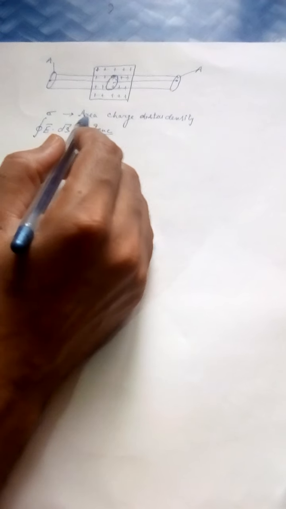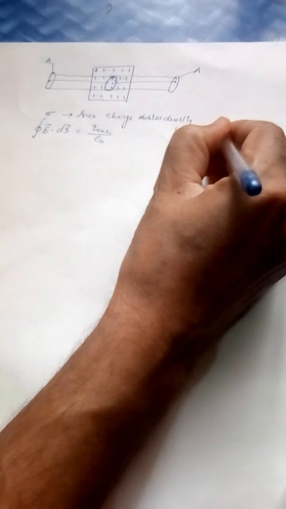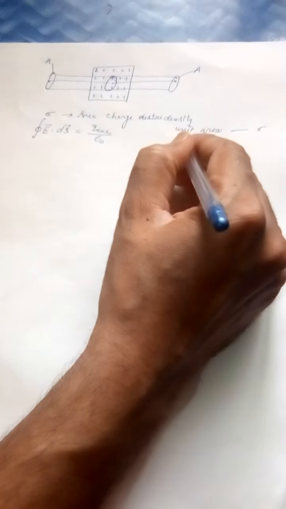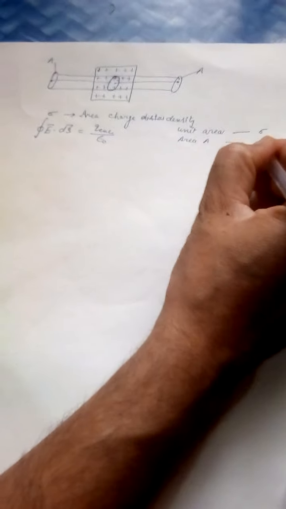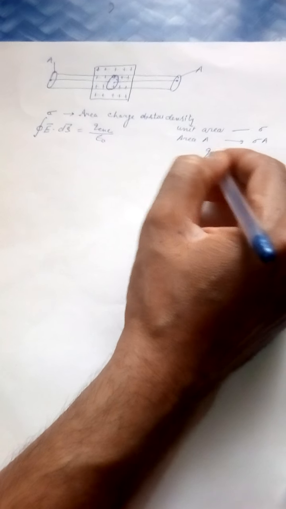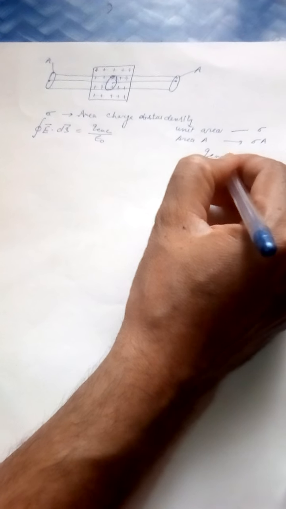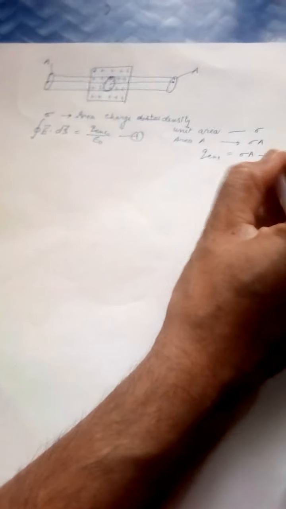Sigma is the area charge density, meaning in unit area the charge present is sigma. So if this area is A, already we are seeing this area is A, then in area A, what is the charge enclosed? Sigma into A. So the charge which we have enclosed is equal to sigma into A. This is equation 1, this is equation 2.